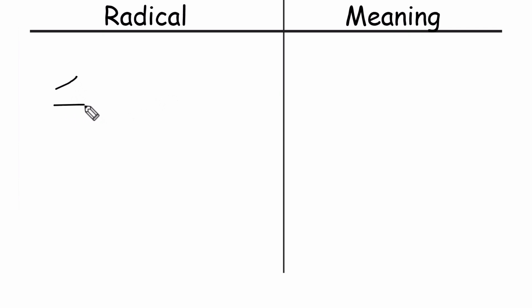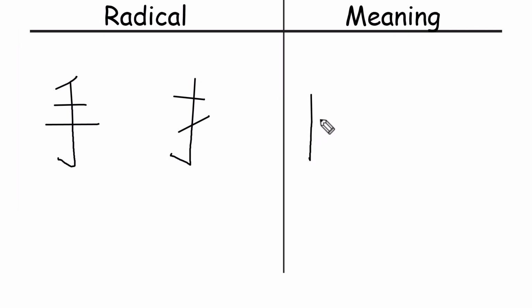Now, let's look at the hand radical, written in this way, and in Chinese, we know it as shou. This radical is often found in characters related to action or things done with the hands, like to hit or to take things. Learning this radical helps you to connect characters to physical action and tasks.